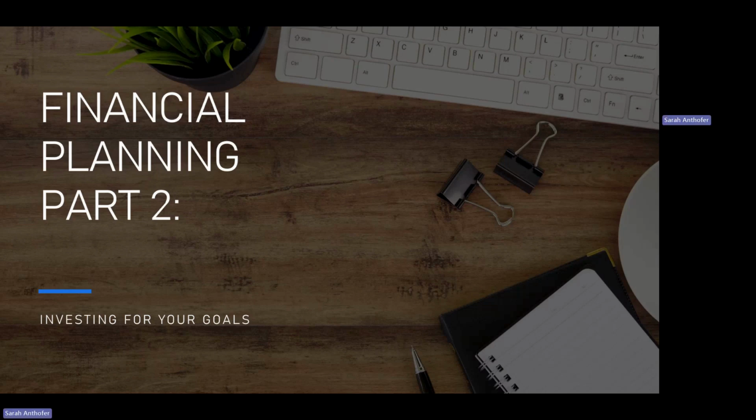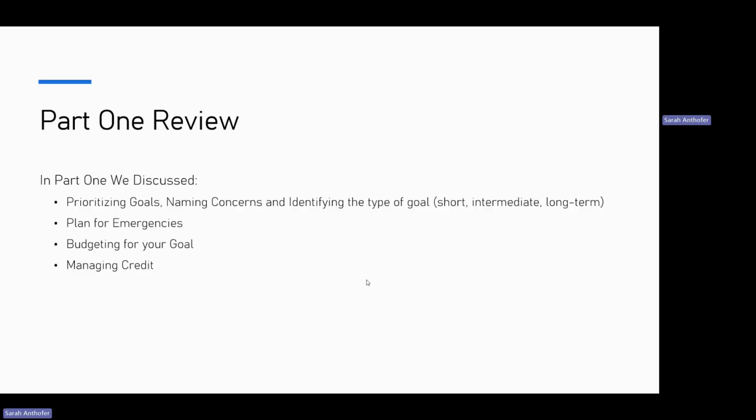In part one, we talked all about how we prioritize goals, naming concerns, identifying the type of goals we want to consider, whether they're short-term, long-term, or intermediate, how we plan for emergencies, the importance of budgeting for our financial priorities, and managing credit. So those are part one.